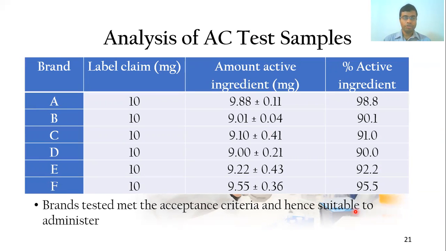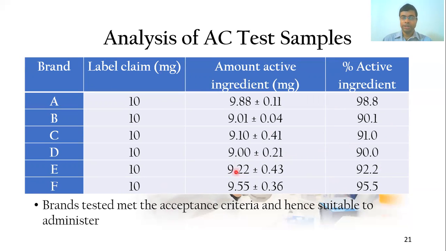method is good. So for that we have purchased some brands of AC from different pharmacies located in Sri Lanka, and for the AC, approximately they are 10 milligrams. And from our method that we have found out, about 90 to 98.8% range, these active pharmaceutical ingredients are present.